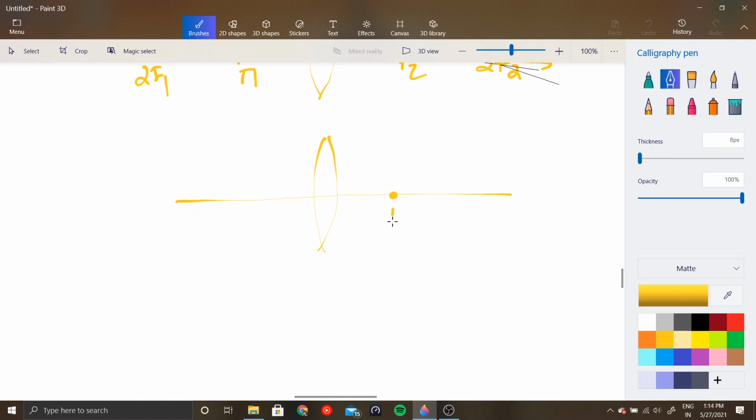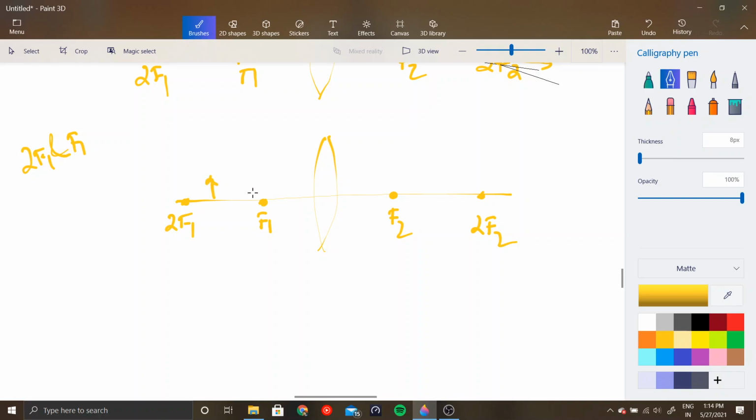Again, draw out the optical center, draw out the focal length, draw out the center of curvature, right? I am doing it freehand, but you guys always use a scale for doing this. Now, let us bring the object closer, between 2f1 and f1. Let's bring the object here.